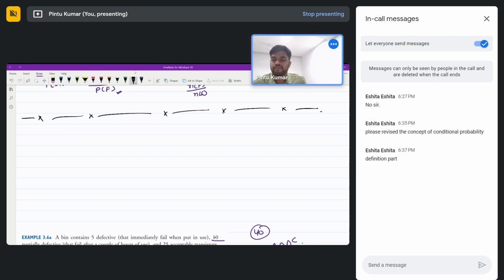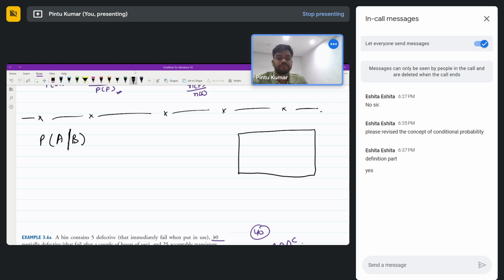First of all, was the notation clear to you? What does, let's say, probability of A given B mean? Okay. So now the derivation part was not clear to you. That's fine. Let's say you have two events. This is A, this is B. So what is probability of A given B? We have to calculate, right?